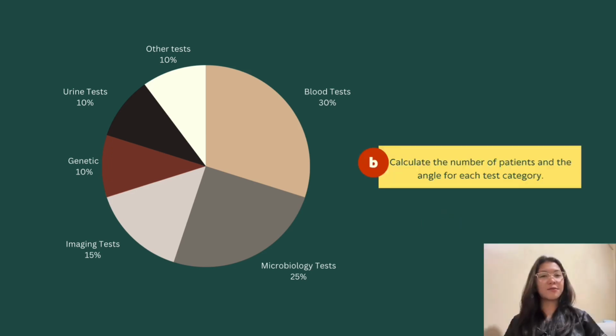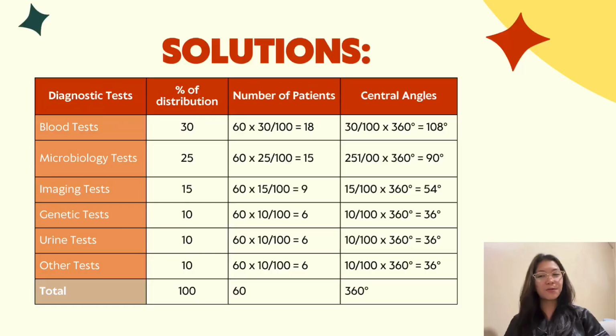In calculating for the number of patients, we have to multiply the total number of patients, which is 60, to the percentage of the specific diagnostic test over 100. For example, blood test has 30% distribution. So 60 times 30 over 100 is equal to 18. Therefore, there are 18 patients for blood test.